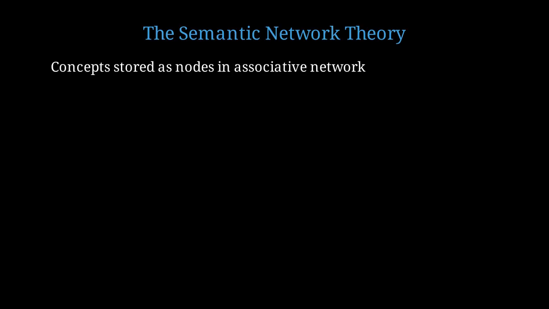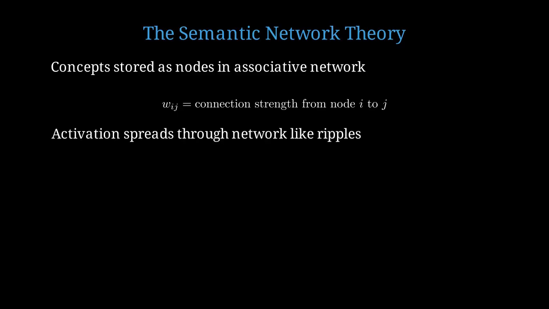To understand why forced analogies work, we need to understand semantic networks in the brain. According to semantic network theory, concepts are stored as nodes in a vast associative network. Related concepts have stronger connections, measured by synaptic weights. The connection strength from node i to node j, denoted as W_ij, determines how easily activation spreads from one concept to another. When you think of a concept, activation spreads through the network like ripples in a pond. Close concepts receive more activation, distant concepts receive less.